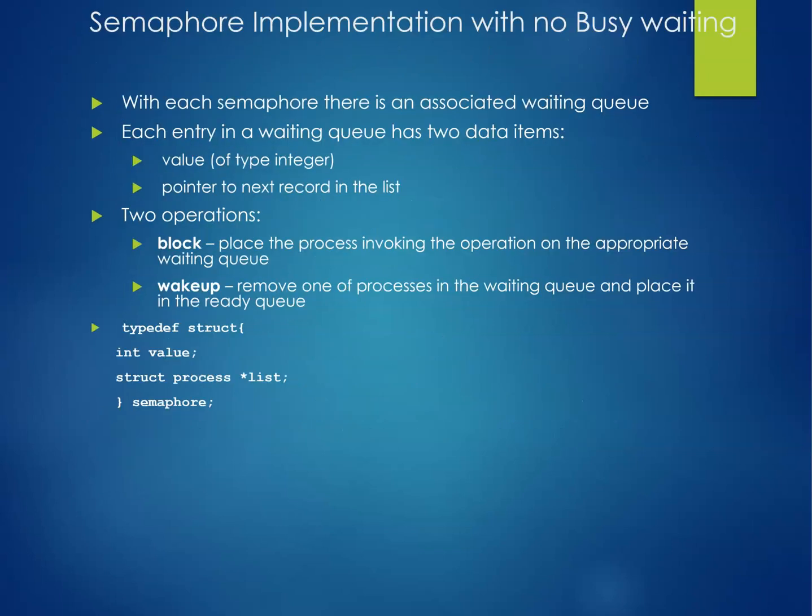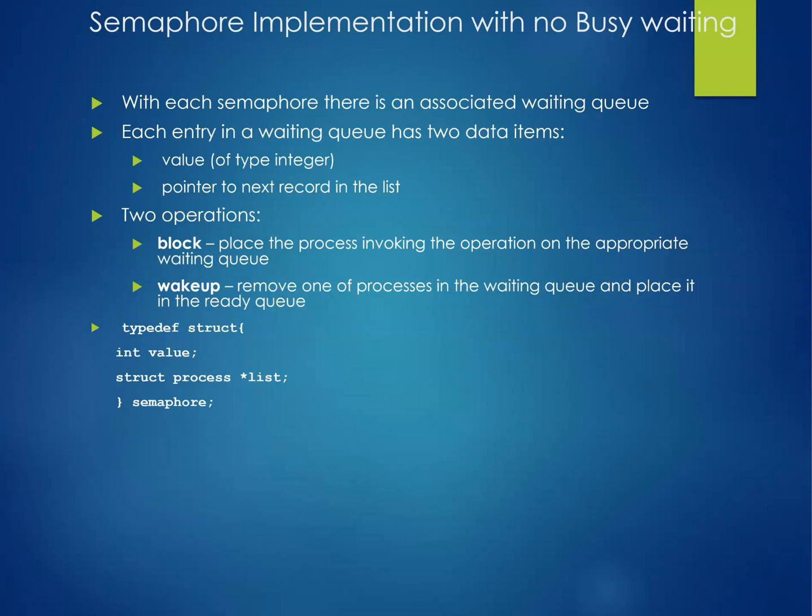There is a way to implement this with no busy waiting. So we associate a queue called the waiting queue. And each entry in a waiting queue has two items, the value and the pointer to the next record in the list. So there's two operations. Block: place the process invoking the operation on the appropriate waiting queue. And wakeup: remove one of the processes in the waiting queue and place it in the ready queue.